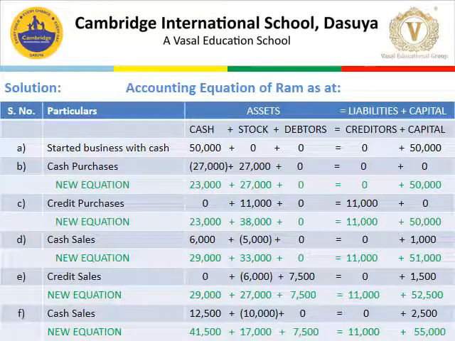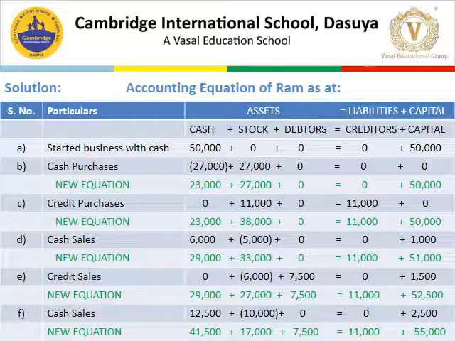Here is the solution. The first transaction is started business with cash 50,000. So 50,000 we will add in cash and in the capital as well. Now the next is purchases, goods worth rupees 27,000 purchased. So we will deduct 27,000 from cash and 27,000 added in the stock. The final result, the new equation would be 23,000 in the cash and stock 27,000 and capital remains at rupees 50,000, which means 50,000 of the asset side is equal to the liabilities plus capital. The liabilities plus capital are collectively called equity.